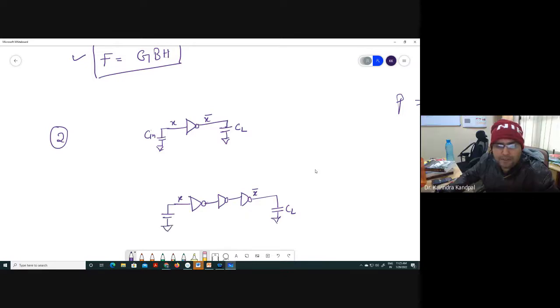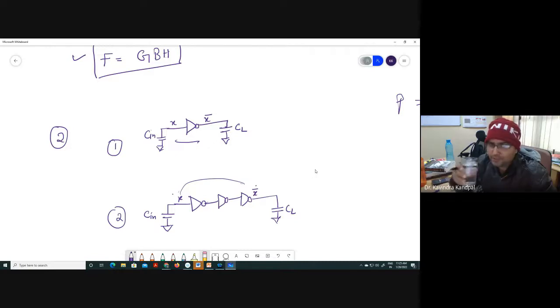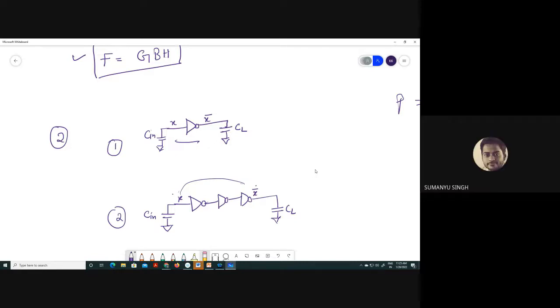So tell me, which one will be faster? This is topology 1, this is topology 2. If X to X bar, which one is going to be faster? This one or this one? First one. Yes, sir.